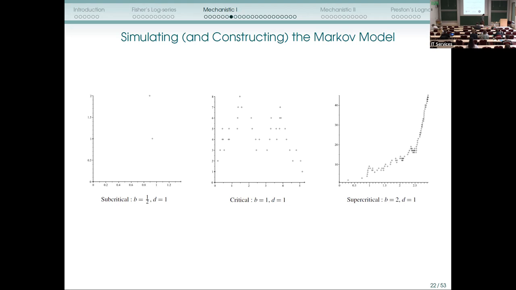I'm hoping that I'm showing this is not a great model for what Fisher did, right? Because basically what we see is either things die out, or they're huge right away. This does not look like a gamma distribution, right?